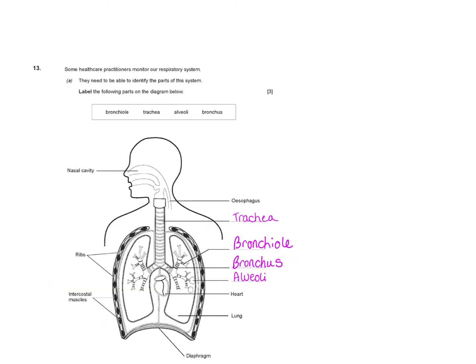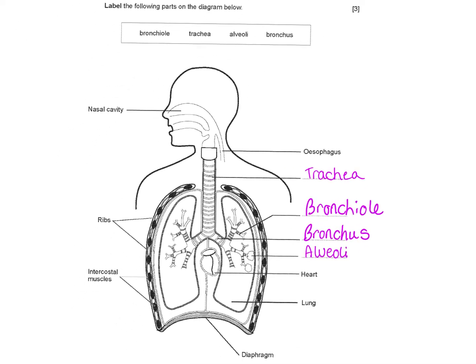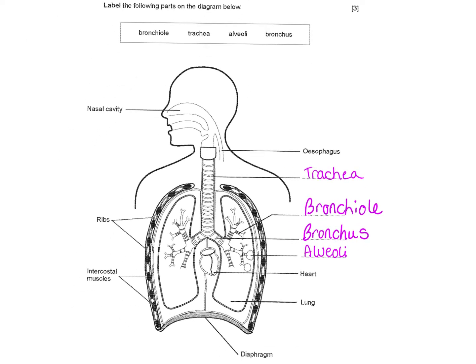Lovely question then about labelling, and you even had the labels at the top, okay? So we've got the trachea, we've got the bronchioles, the bronchus are these two bits here, so be careful to get your bronchus and your bronchioles the right way around, and then the little bits at the end called the alveoli.